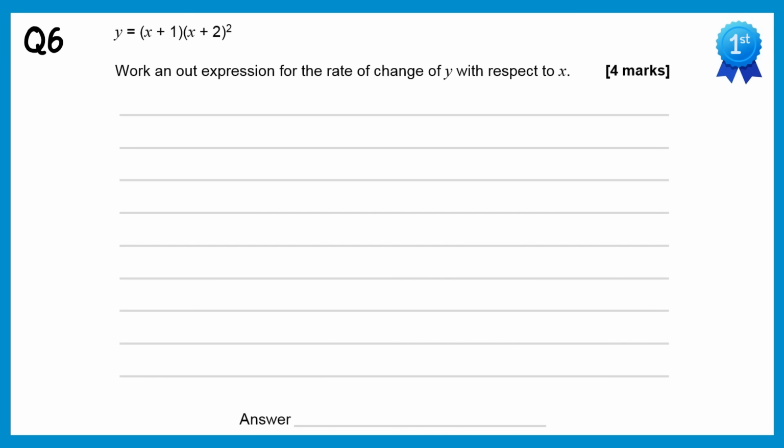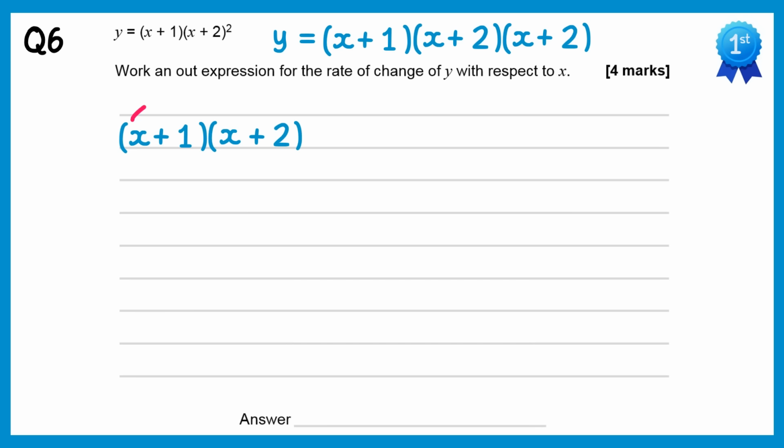To start this question, we'll expand the brackets. We have y equals x plus 1, and then times by x plus 2 squared, so that's x plus 2 and another x plus 2. Let's start by expanding the first two of these brackets. So x times x gives you x squared, x times 2 gives you plus 2x, 1 times x is 1x, and 1 times 2 is plus 2. We can simplify this. 2x add x is 3x, so we end up with x squared plus 3x plus 2.